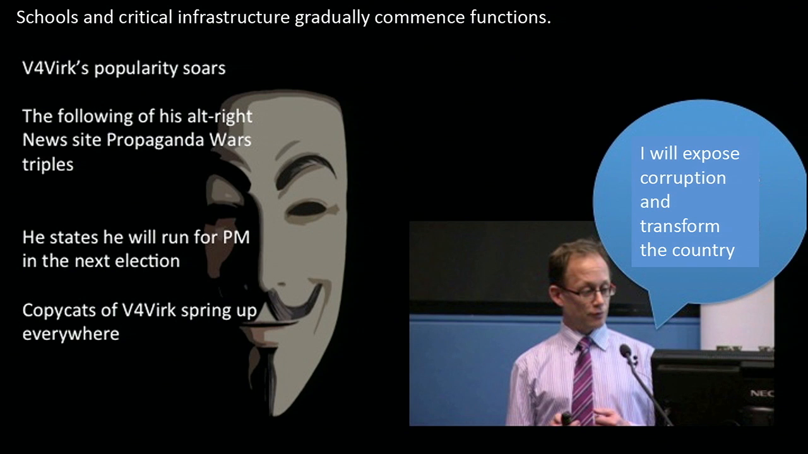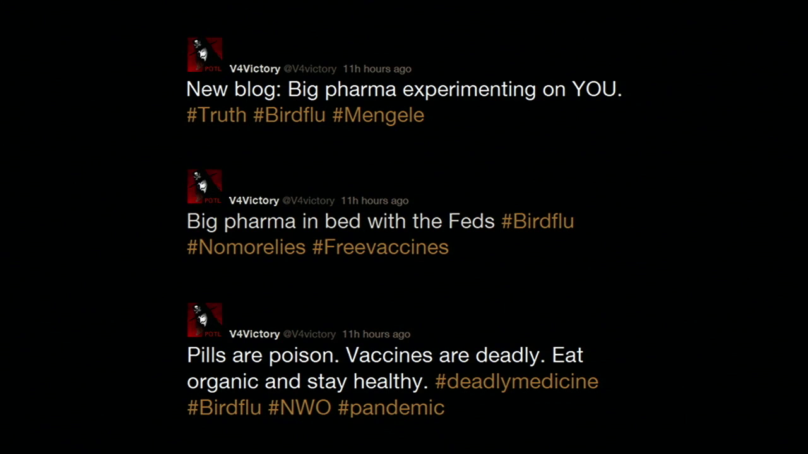So schools and critical infrastructure gradually commence functions again. V for Virk's popularity has soared. And following all of this, he's announced that he's going to run for Prime Minister, and the following of his propaganda wars site triples. Copycats of V for Virk spring up everywhere. I'm going to expose corruption and transform the country. Here's all the copycats of V for Virk tweeting.